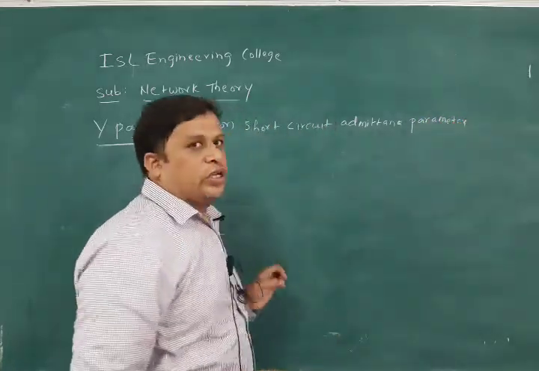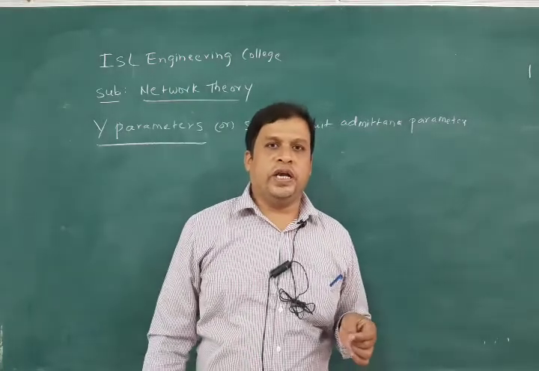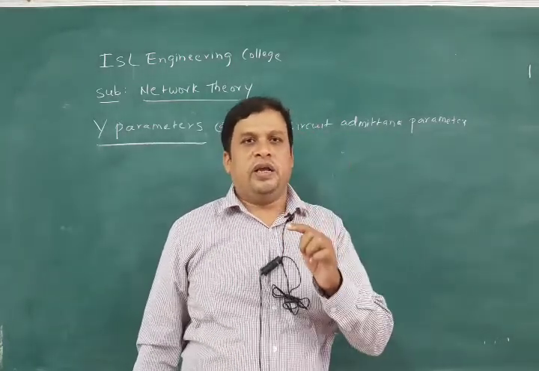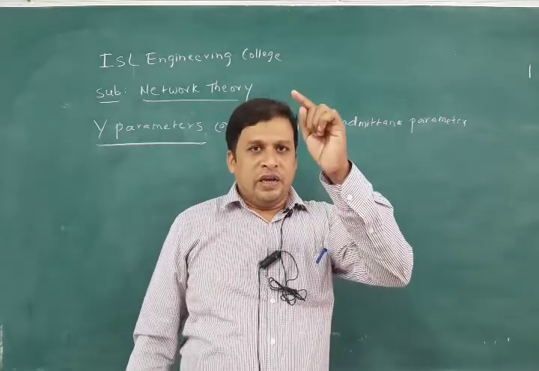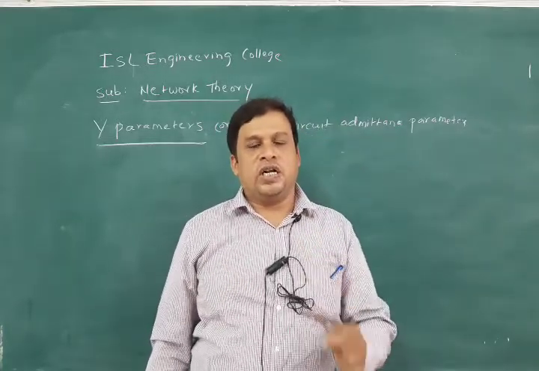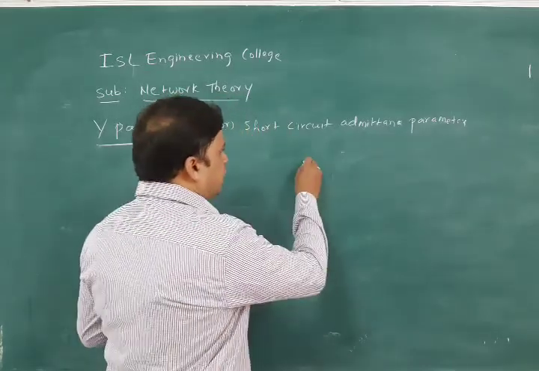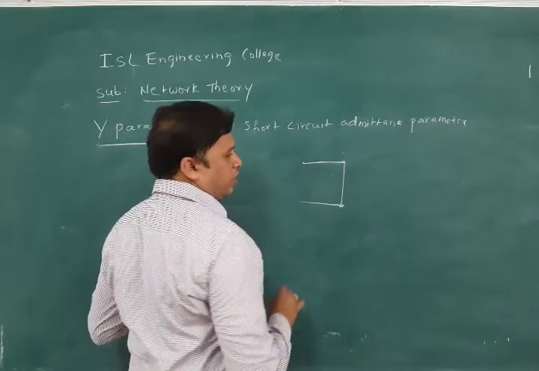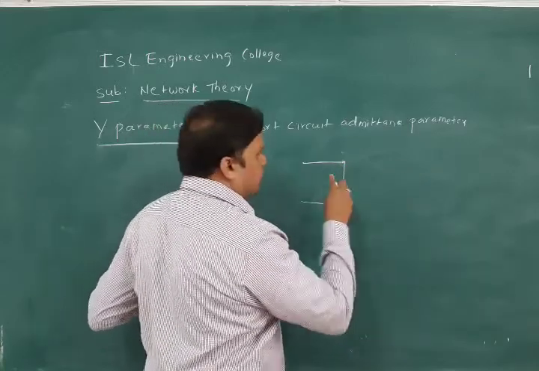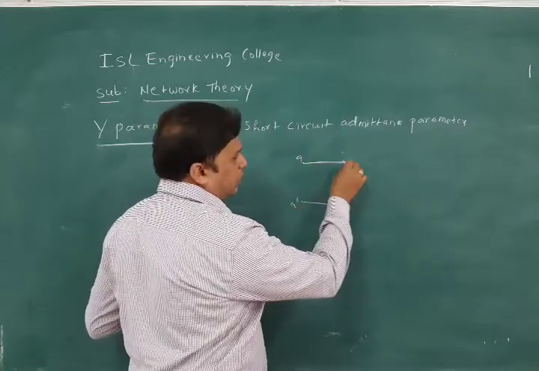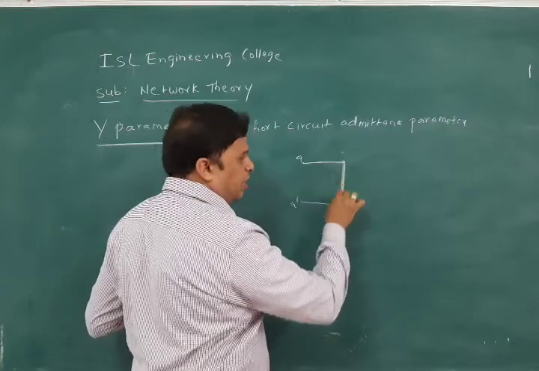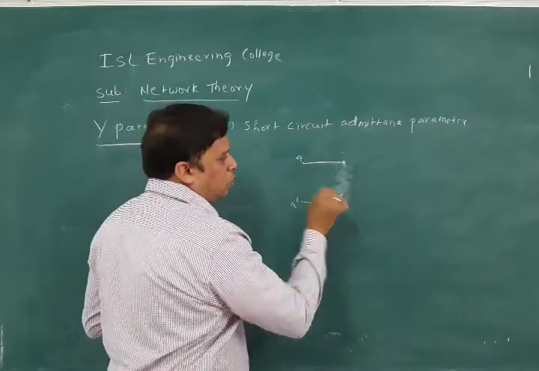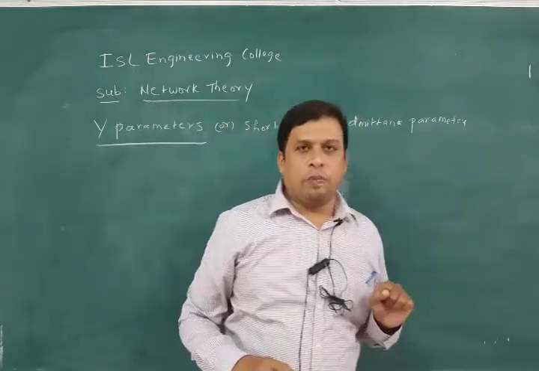What is a short circuit? When you connect a voltage to a port, there are two terminals. If you connect the two terminals with a thick wire, it is called a short circuit. If you see here, there are two wires, and if you connect a thick wire here, it is called short circuited. The opposite of it is open circuit. Short circuit means a thick line drawn here, and open circuit means you are not having any wire here, and the terminals are open.